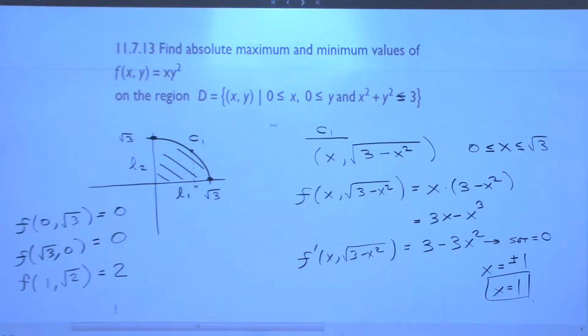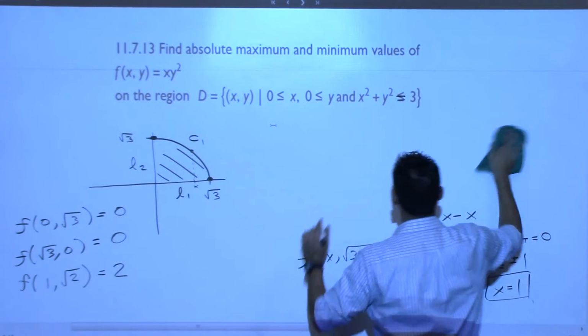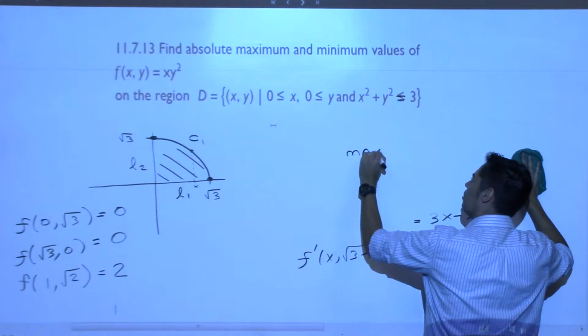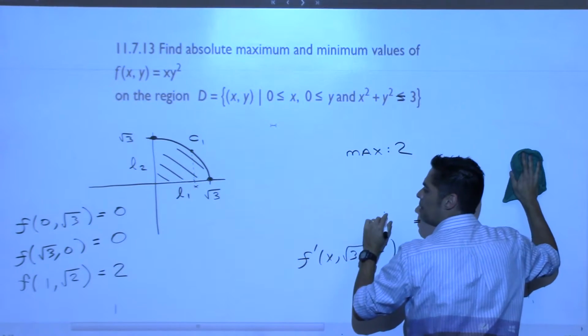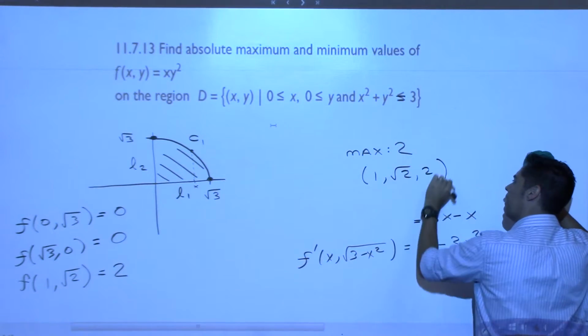So can we conclude now? Are we good? We done? You have enough information, you think, now? What's your maximum value? Maximum value is 2. Where does it happen? 1 root 2, 2. Yeah?